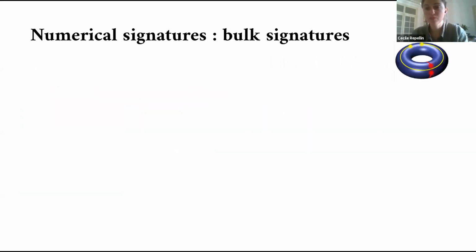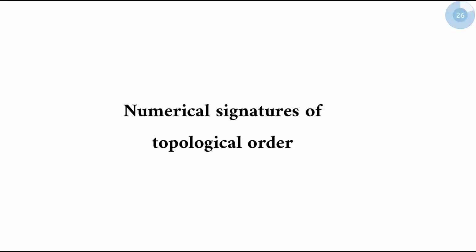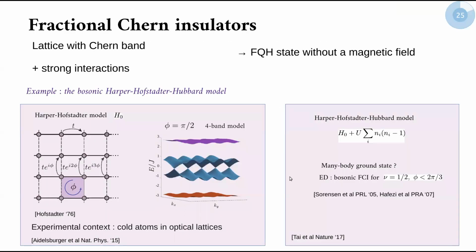So first of all, a very general point about numerical signatures. Just Cecile, we have one question from Adita, just concerning the e to the i phi phase in the hopping parameter. Asking if it's just for the model or if you have a more physical motivation why you define it.